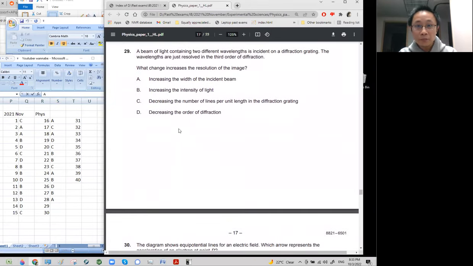29, a beam of light containing two different wavelengths is incident on the diffraction grating. The wavelengths are just resolved in the third order of diffraction. How can you increase the resolution of the image? The resolvance equation is lambda over delta lambda equals N m, where m is the order, and N is the number of slits illuminated.